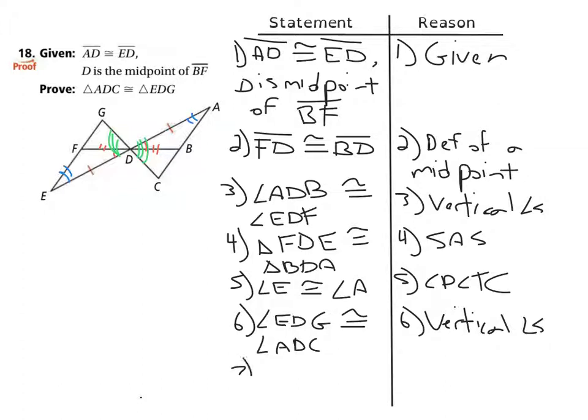So we can then say 7. Okay, now we know that triangle ADC is congruent to triangle EDG. How do we know it? We know it through angle, side, angle. Might be worth watching that video again to see it if you didn't see it.